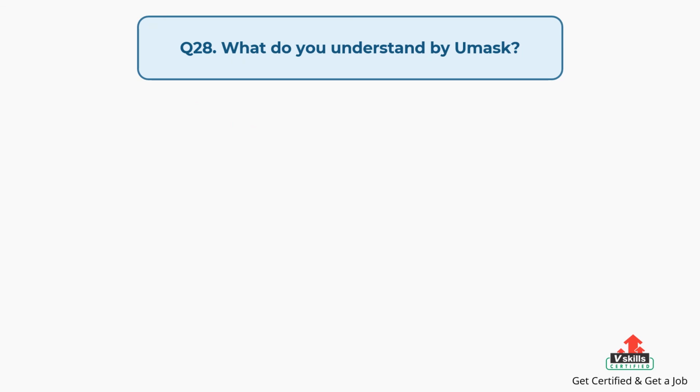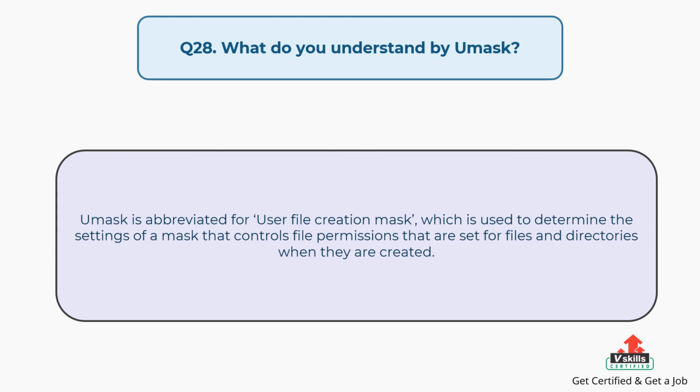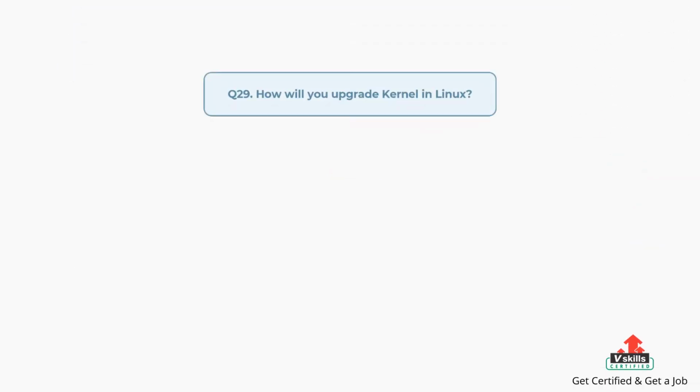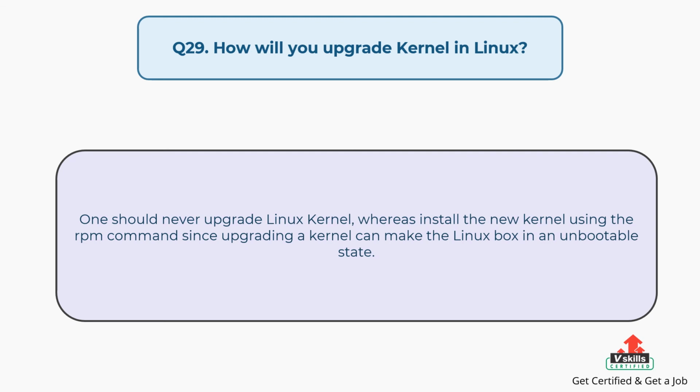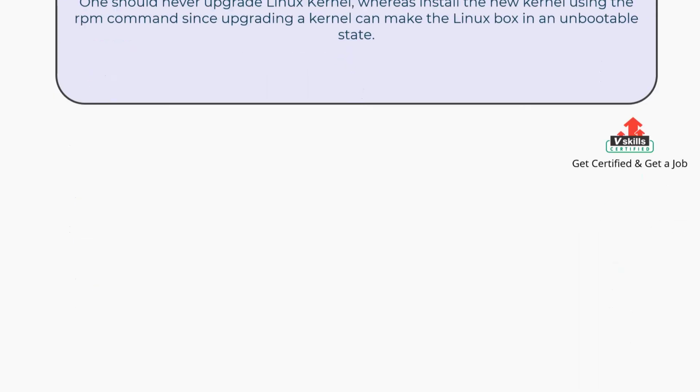Question number 28, what do you understand by Umask? The answer is: Umask is abbreviated for User File Creation Mask, which is used to determine the settings of a mask that controls file permissions that are set for files and directories when they are created. Question number 29, how will you upgrade kernel in Linux? The answer is: One should never upgrade Linux kernel, whereas install the new kernel using the rpm command since upgrading a kernel can make the Linux box in an unbootable state.